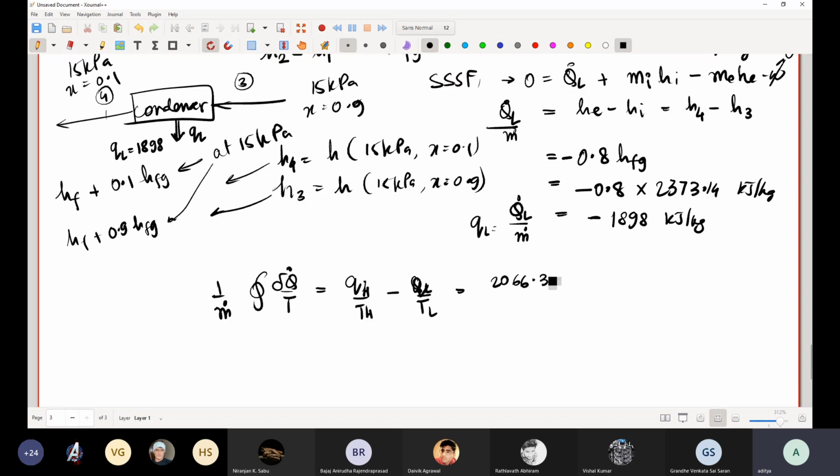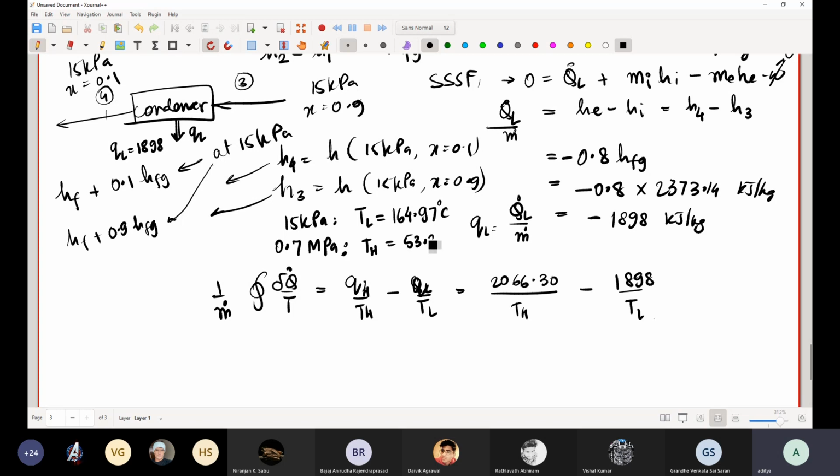2066.30 divided by TH minus 1898 over TL. So what are the TH and TL? At 15 kilopascal, what is the saturation temperature? And at 0.7 megapascal, what is the saturation temperature? So this comes out to be 164.97 degrees Celsius, and this comes out to be 53.97 degrees Celsius. Guys, it's very easy. Why is everyone quiet? Saturation temperatures.